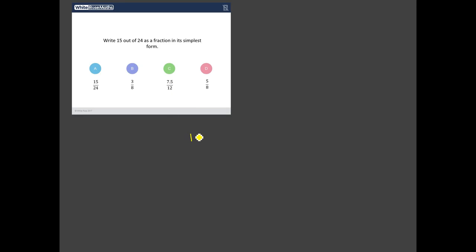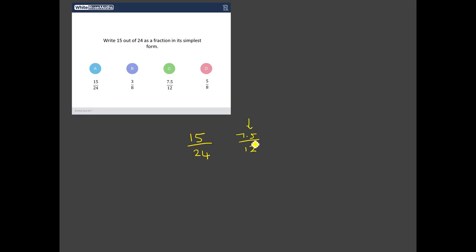So we can write it as a fraction pretty easily, 15 out of 24. But of course, we've not finished here because we've got to put it in its simplest form. So what we're looking for is the highest common factor of this numerator, 15, and this denominator, 24, so we can divide both by that highest common factor. Often students look to see if they can halve the numerator and denominator. If you divided by 2, you'd end up with 7.5 as the numerator and 12 as the denominator.